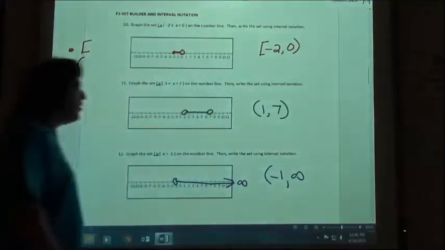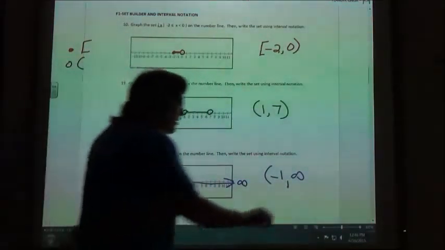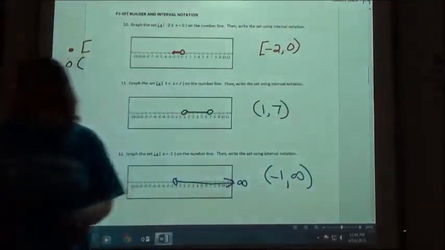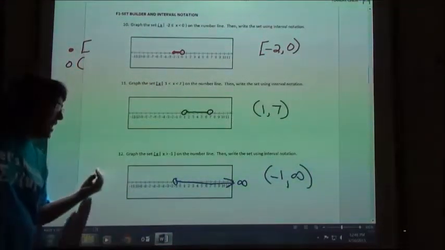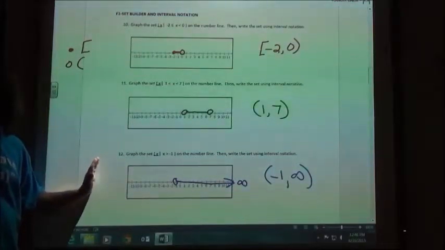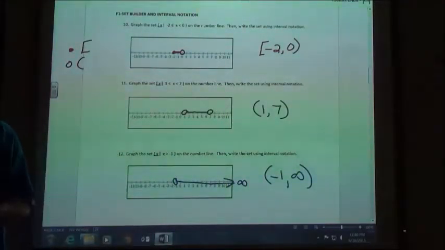And what kind of end mark are we going to have on infinity? A parenthesis also. You can never reach infinity, so you're never going to be right on infinity. So infinity will always have a parenthesis. Be careful that when you're doing one that has less than, that you start with the negative infinity and go to the number. You always go from left to right on your number line. So it would go negative infinity to whatever the end number was.